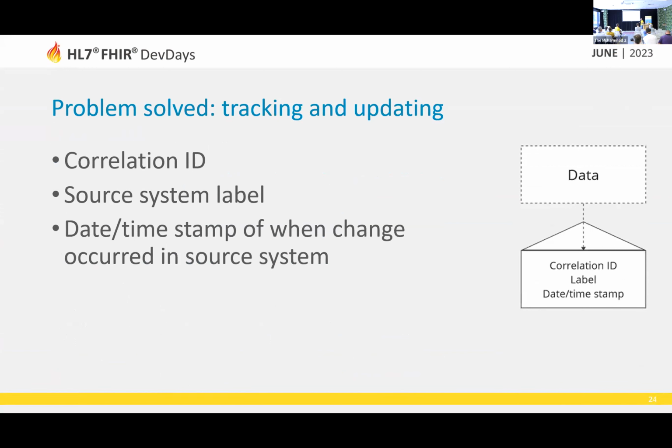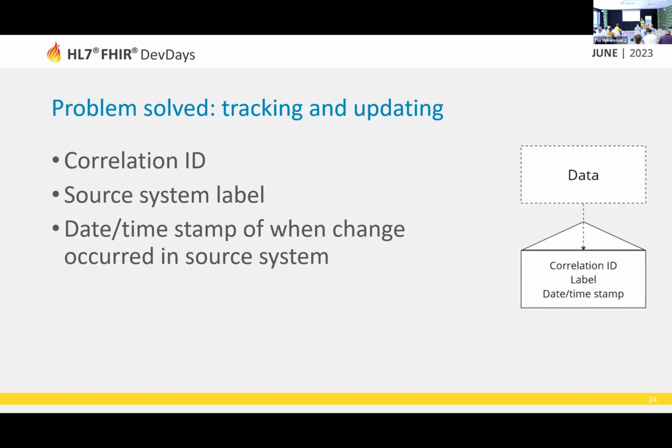Another problem that we solved is that of tracking and updating. So as you've seen by now, there are quite a few components. There's a whole route that information flows through, and at many places things can go wrong. So what we did is we introduced something called a correlation ID, which gets added to data the moment it gets produced in the source system.